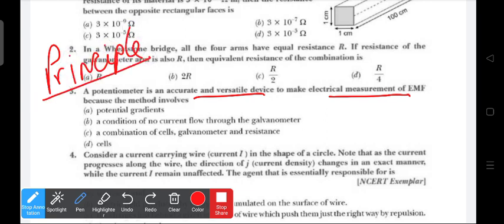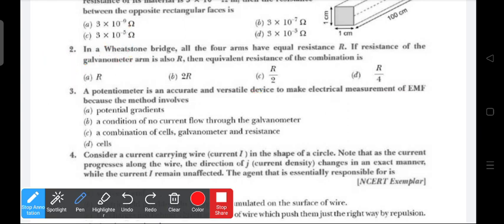On what principle does the instrument work? Are you getting it? When you read the options, suppose I read the first option as potential gradient, because its methods involve potential gradient. It comes to my mind that yes, potential gradient could be the correct option. Why? Because my potential is changing depending upon the length. As I increase the length, the potential drop increases, and as the length decreases, the potential also decreases.